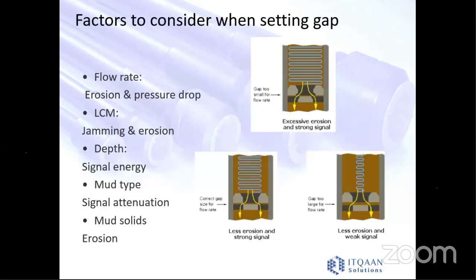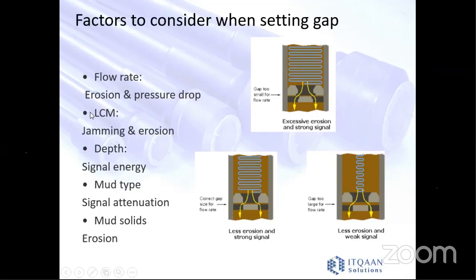Okay. We already took two examples, when we have a large gap, and when we have a small gap. The question is, which factors affect this gap? Here we have the factors to be considered when setting the gap. The first one, we need to take into account how much the planned flow rate is going to be. We need to take the flow rate into account because it's causing erosion. We need to take into account also the pressure drop.